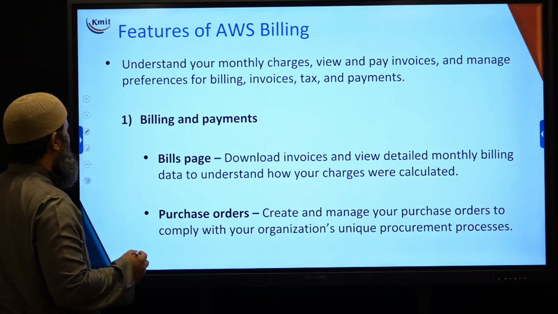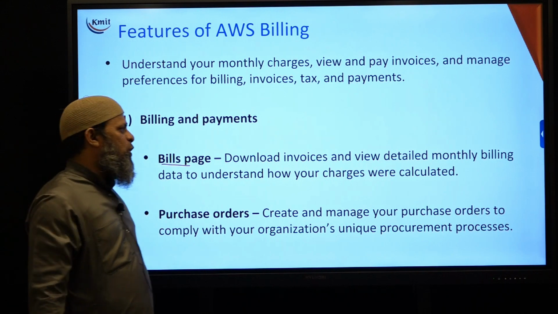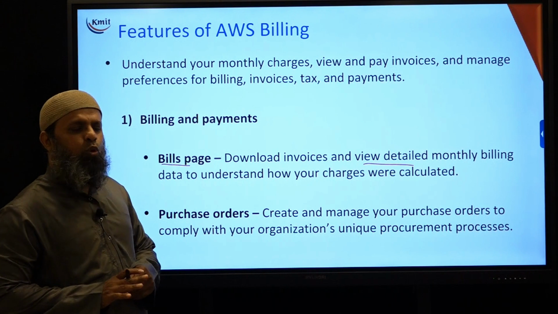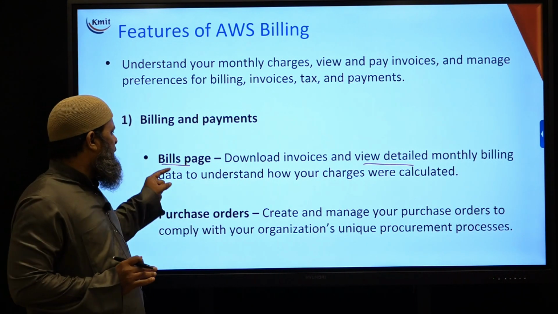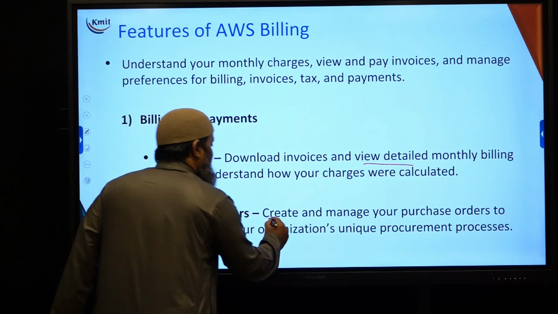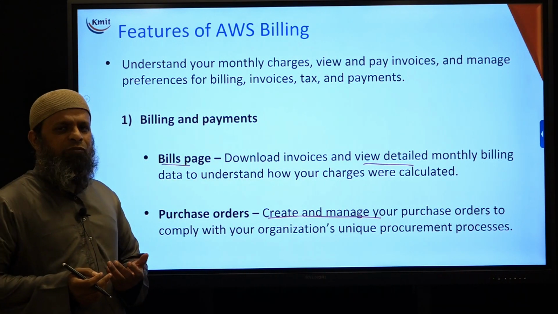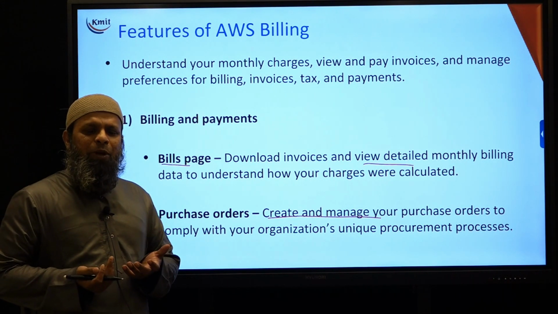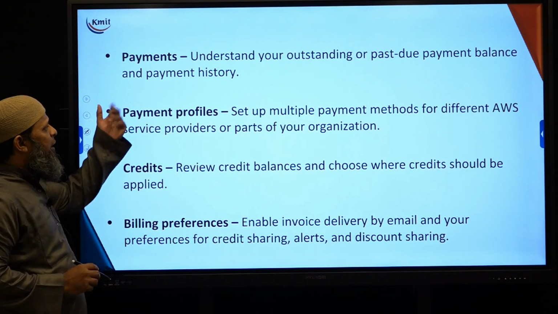So, the first feature is billing and payment. In the bills page you can download your invoices or view your detailed monthly billing, whatever you have done in this whole month, and how it is calculated, all those details you can see in this bills page. Next, purchase orders: you can create and manage your purchase orders according to the requirements of your office or organization. So, what you want for the next coming month, you can purchase and order it. So, these two things are coming in bills and payments, and a few more things.